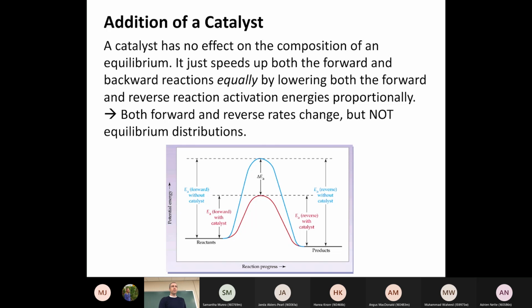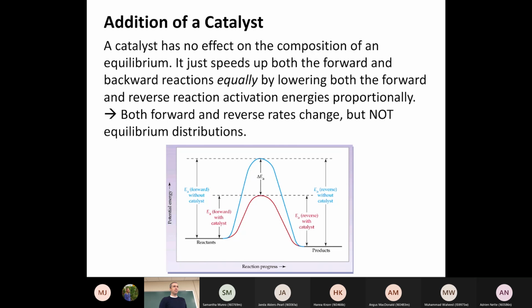Second thing, which also has no effect, is adding a catalyst. Remember, a catalyst is something that we add to speed up a reaction. It lowers the activation energy or provides a new mechanism that's faster. Catalysts don't appear as reactants or products. They participate in the mechanism, but they're consumed in an early step and reproduced in a later step. So because they don't appear in the overall balanced equation, they also have no effect on the position of an equilibrium.